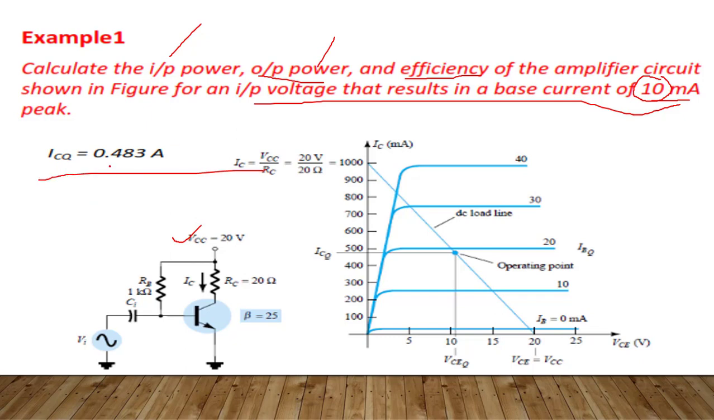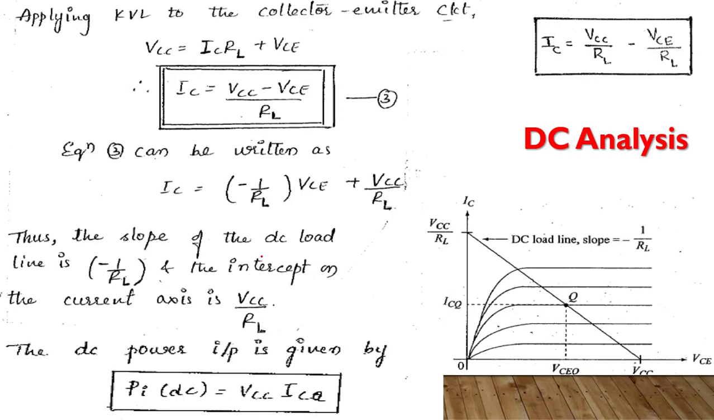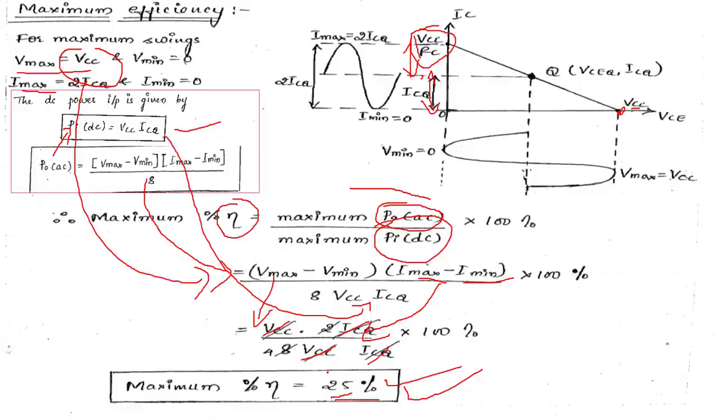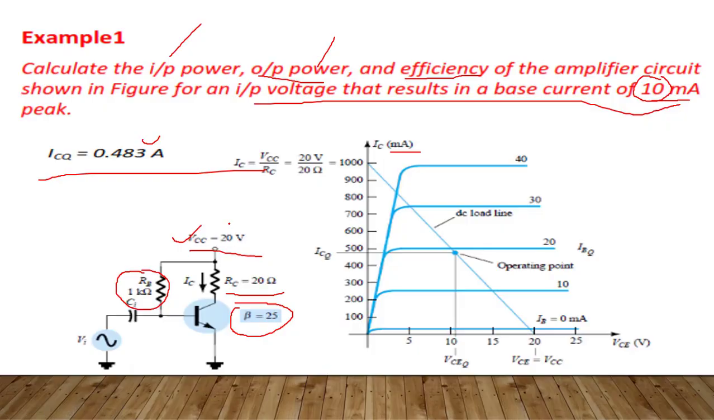ICQ is 0.483 here, in amps, since it is less than 500 milliamps. These are the values there. One more set of values is given: RC is equal to 20 ohm, RB is equal to 1K, beta is equal to 25, and VCC is 20. Now I want to find the input power. How to find input power? It is nothing but PDC. What is the formula for PDC? It is VCC into ICQ. So in this problem VCC is given as 20 and ICQ is given as 0.483.